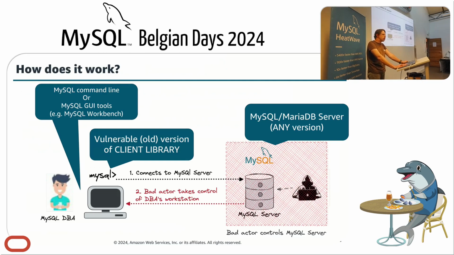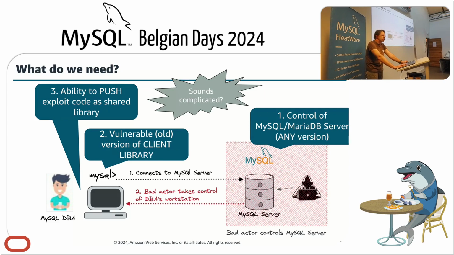And then this is the requirement. It needs to be a vulnerable old version of the client library from before 2019. It can be anything. It can be the MySQL command line. It can be GUI tools. It can be Workbench, right? So we need to control a MySQL MariaDB server. That's a prerequisite. We need to have this vulnerable version. We need the ability to push exploit code as a shared library. So this shared library should be on the workstation here.